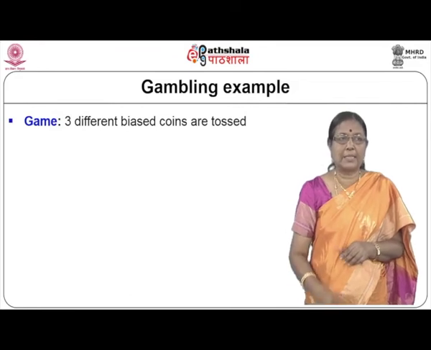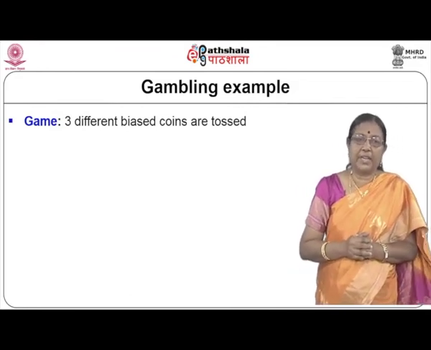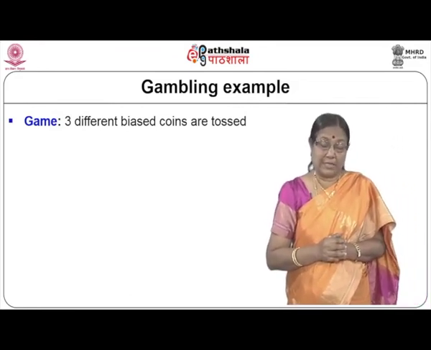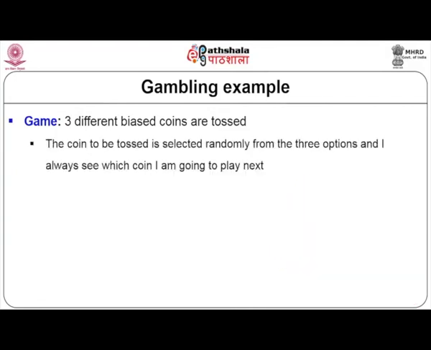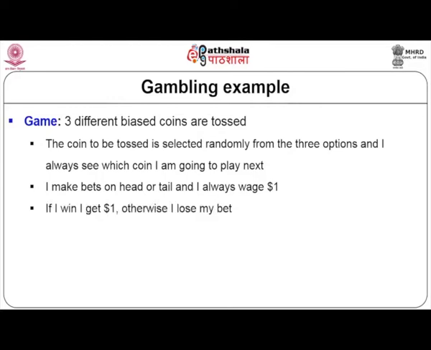So, let us take an example of gambling. You have 3 different biased coins which are tossed. The coin to be tossed is selected randomly from the 3 options, and I always see which coin I am going to play next. I know which coin I am going to play next. I make bets on head or tail and I always wager $1. If I win, I get $1, otherwise I lose my bet. Okay, so that is a typical game of 3 different biased coins.